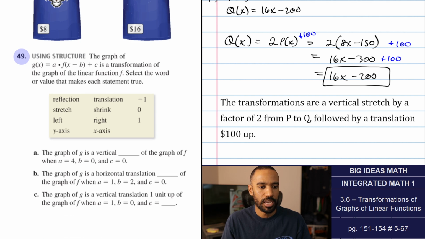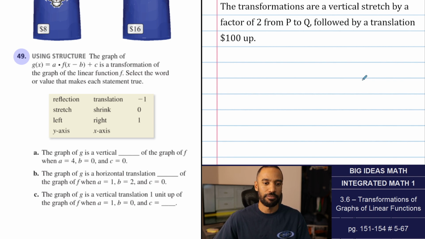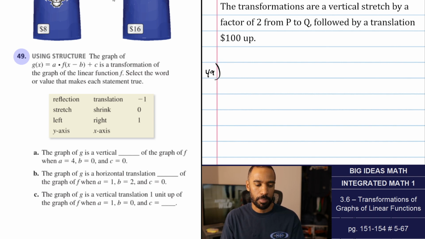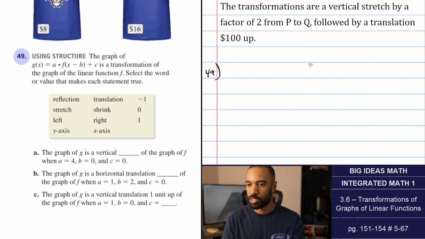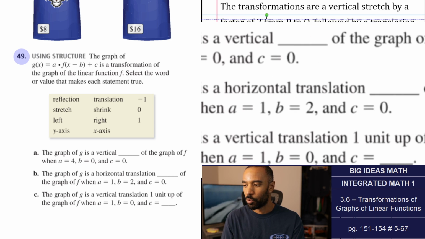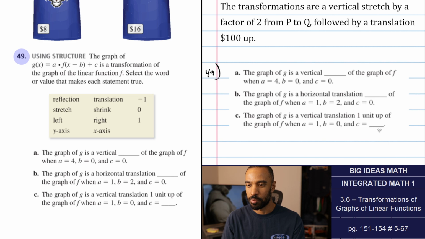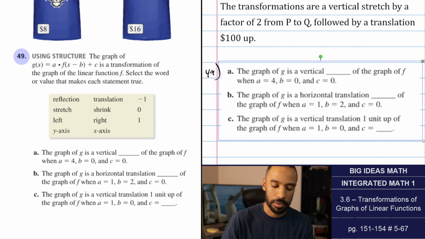The graph of g of x equals a times f of x minus b plus c is a transformation of the graph of the linear function f. Select the word or value that makes each statement true. All right, I'm probably going to copy and paste those sentences, and then I'm going to write in those words that fit them. Note, I do not know whether the words can actually fit. If they're like, hey, we made this one bigger because it's a bigger word, I have no idea. So let's give it a shot, see what's going on.